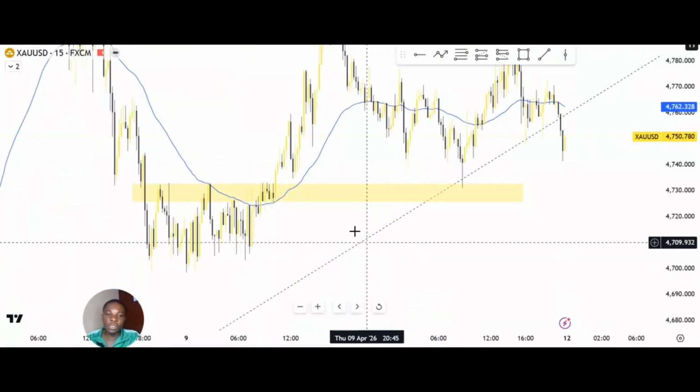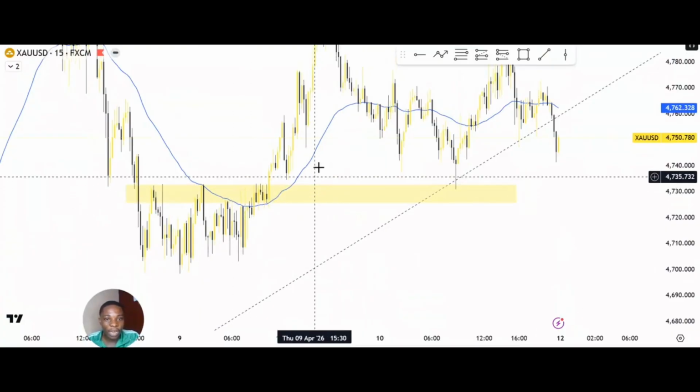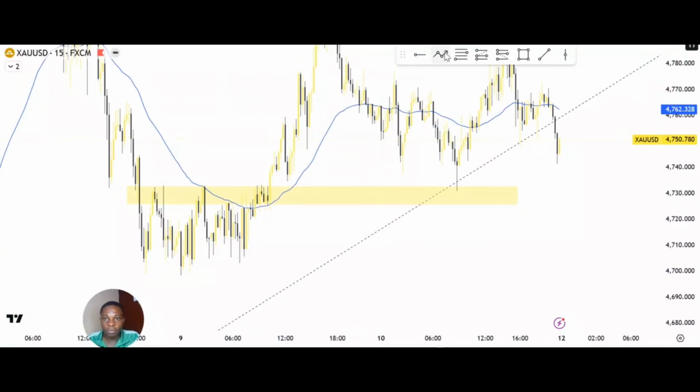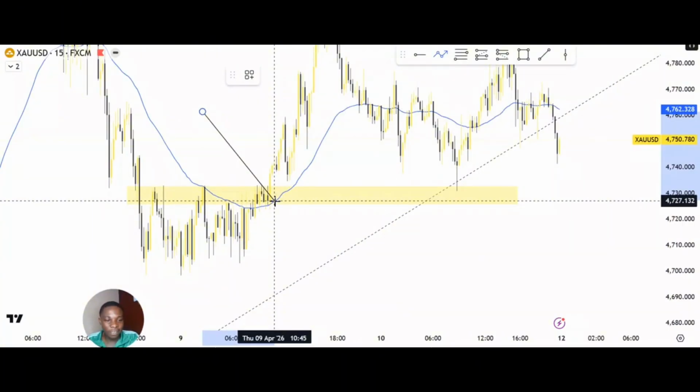After we found our point of interest, this one, we had only one point of interest, right? Because the point of interest is the order block and breaker block. They are on the same level.